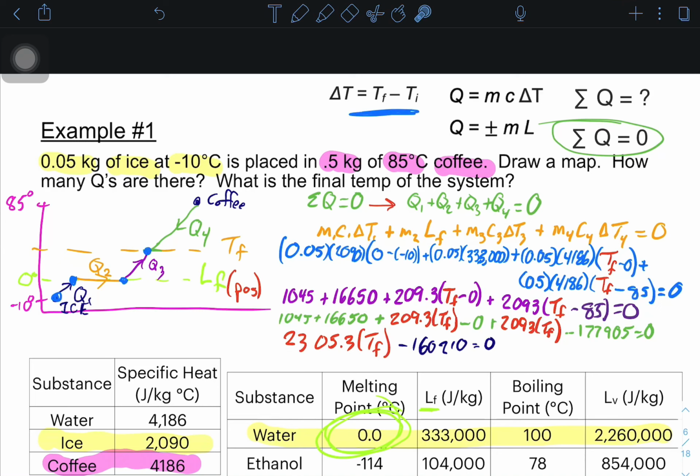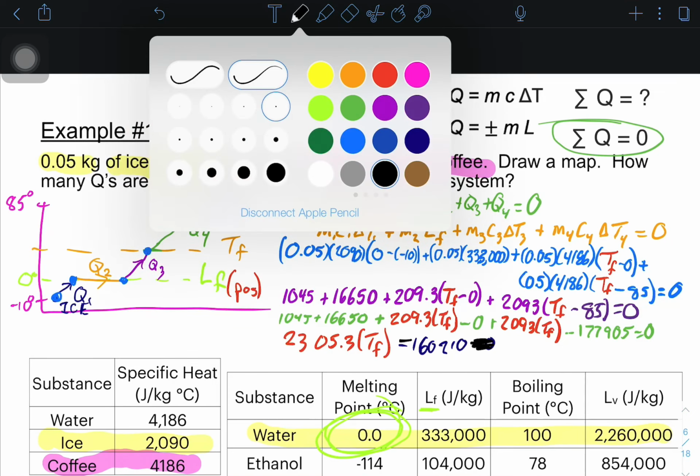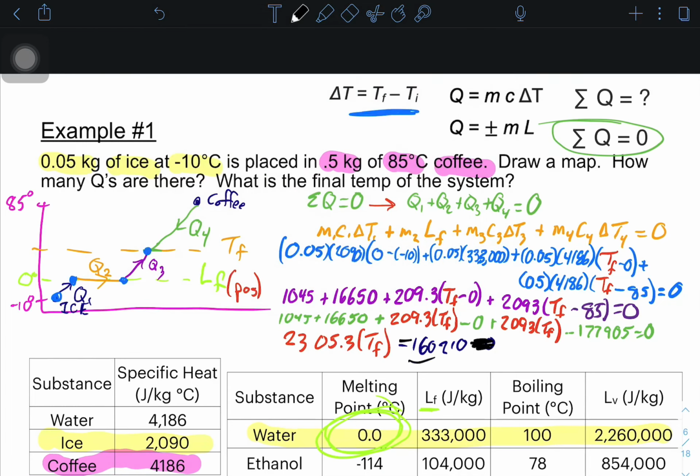Now, what's going to have to happen is I'm going to move this to the other side, and this is minus 160,210, so I'm going to add, and I can just say, oh look, that equals. So then we can divide both sides by 2,305.3, and we get a final TF that is equal to 69.50 degrees Celsius.